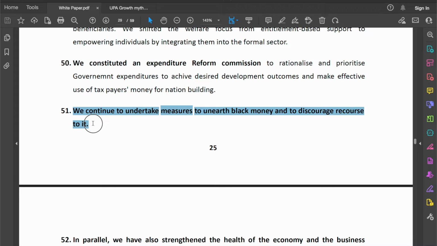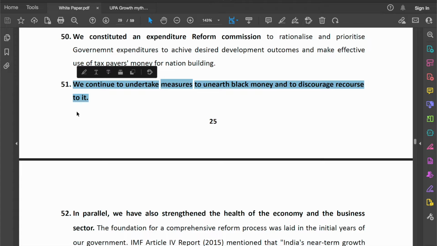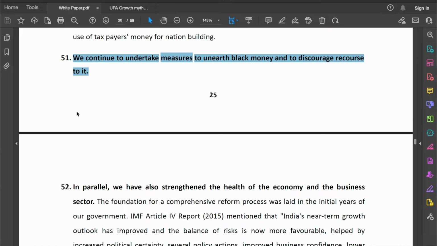And in the black money context, they have just mentioned that we continue to undertake measures to unearth black money and to discourage recourse to it. They have not mentioned anything about any other policies that they have taken. Otherwise, you have seen paragraphs on each and every point, which we have not seen here.